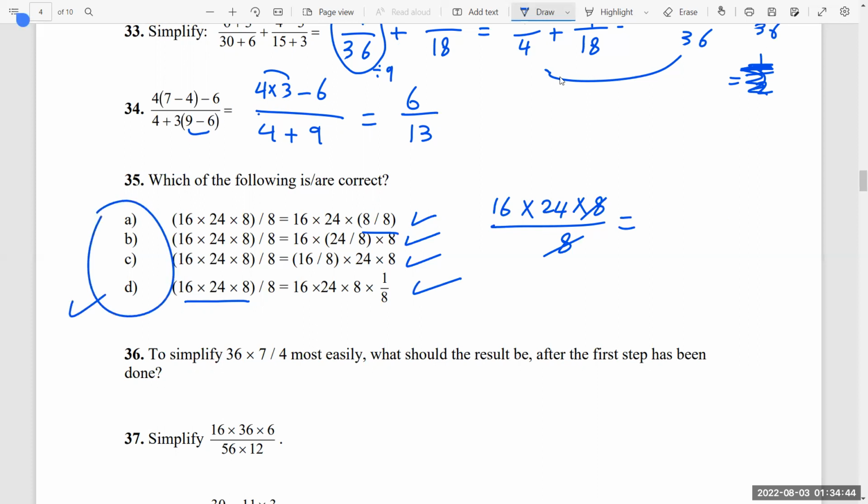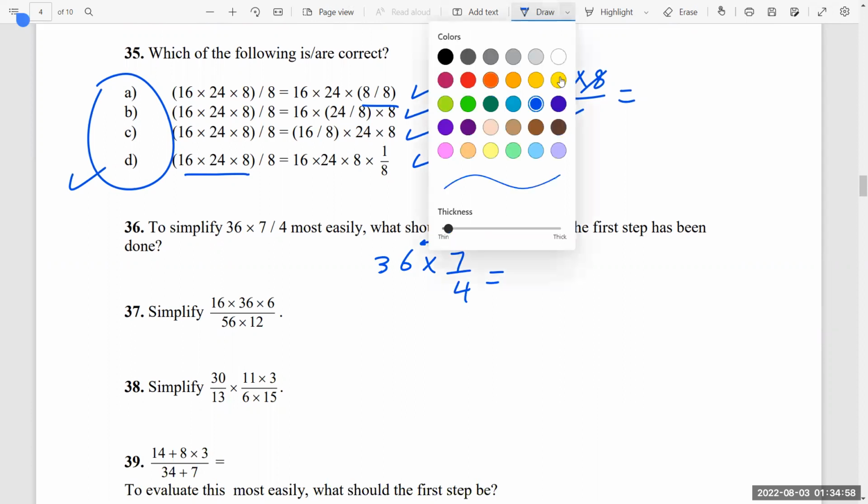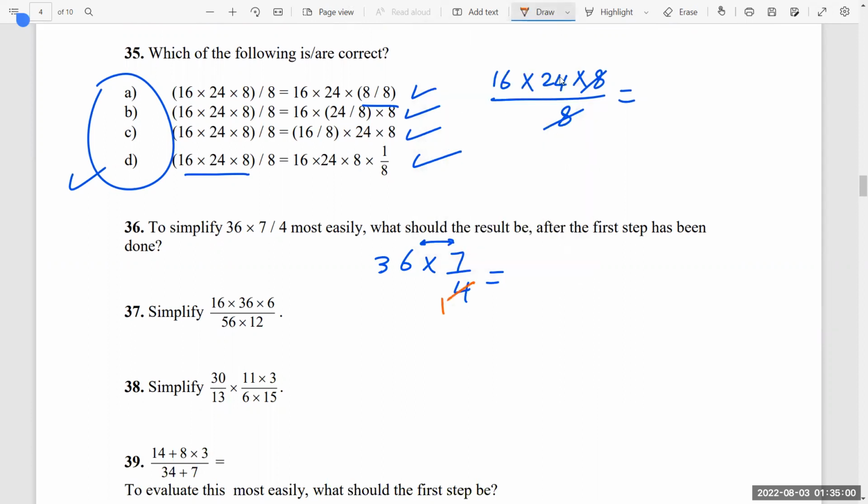To simplify 36 times 7 over 4 most easily, what should the result be after the first step? Look, 36 times 7 over 4. Don't multiply 7 by 36. So what do we have to do? You have to simplify. Divide by 4, 1, divide by 4, 9. The answer is 63.